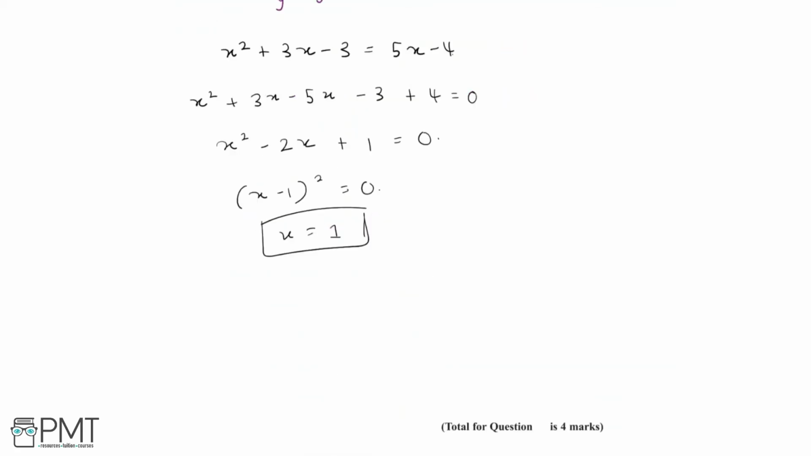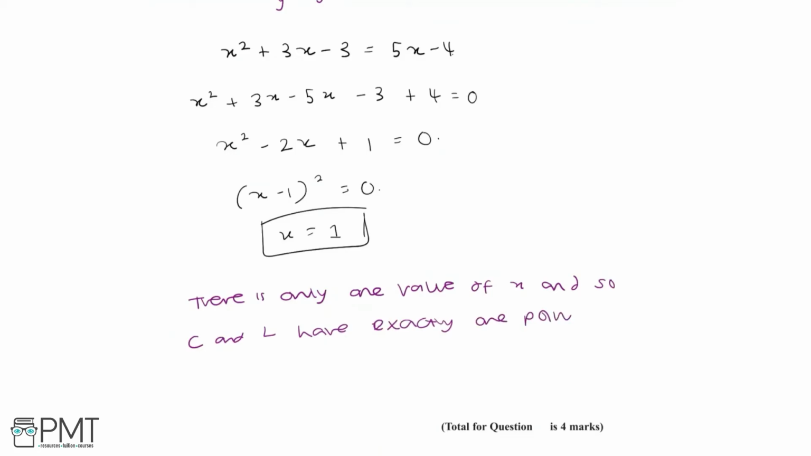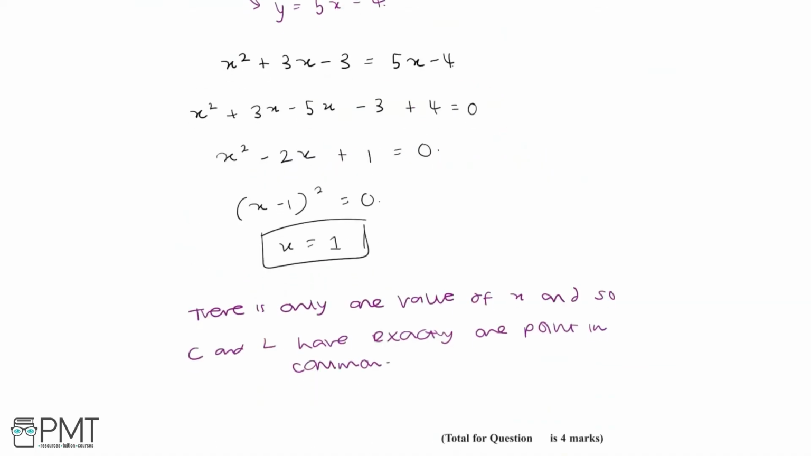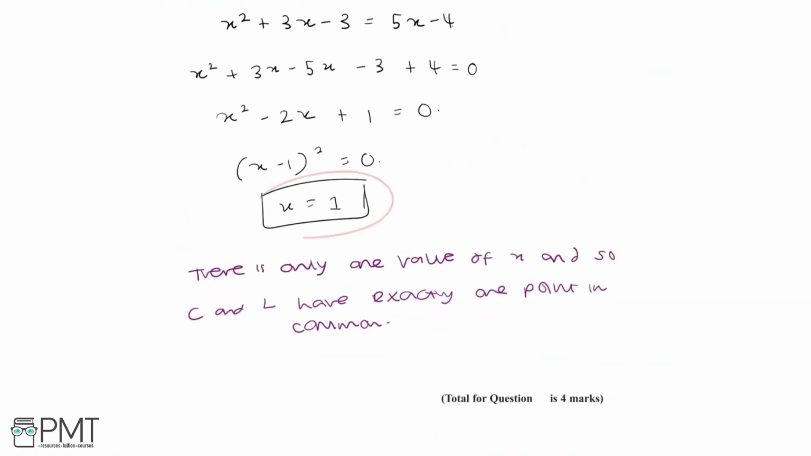And we have to have a conclusive statement at the end to explain this. We can say that there is only one value of x, and so C and L have exactly 1 point in common. And so we've now proven algebraically that C and L have exactly 1 point in common by finding that there's only one value of x when we solve the simultaneous equations.